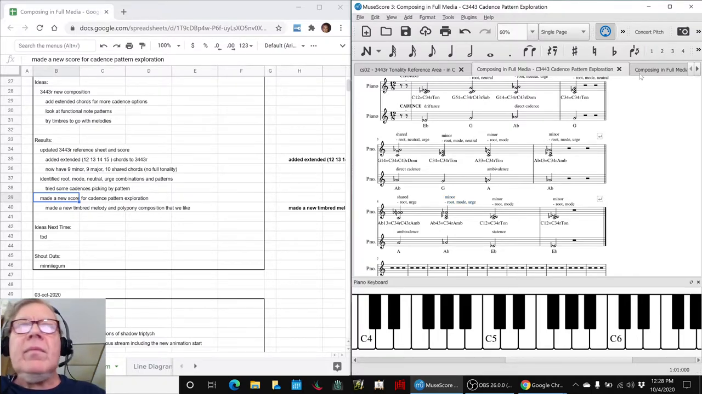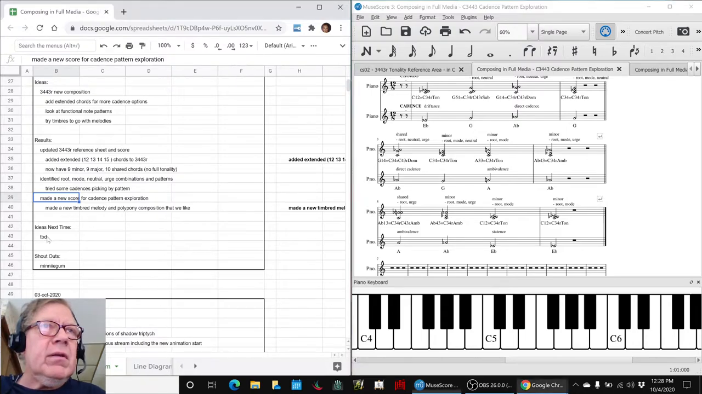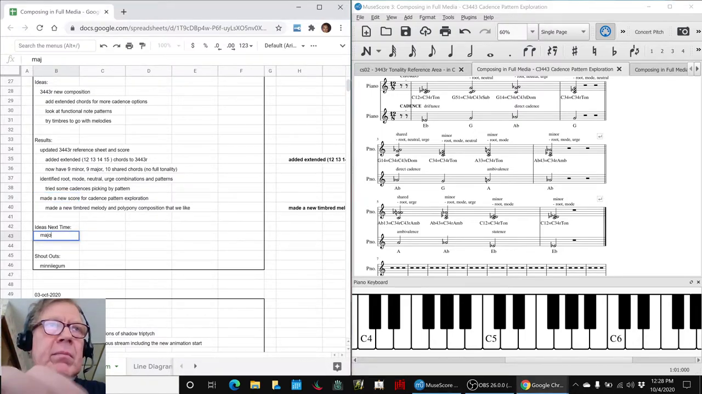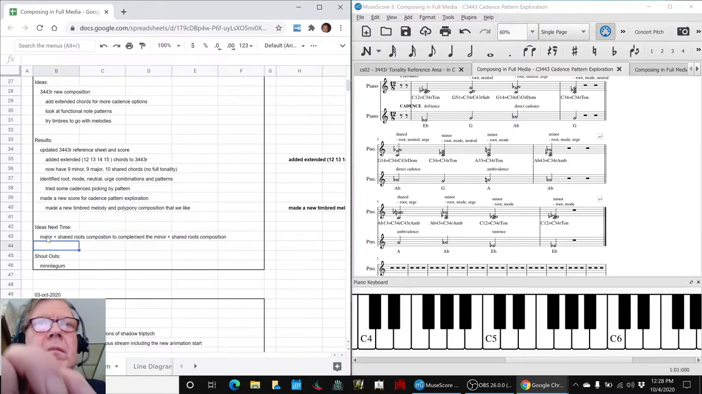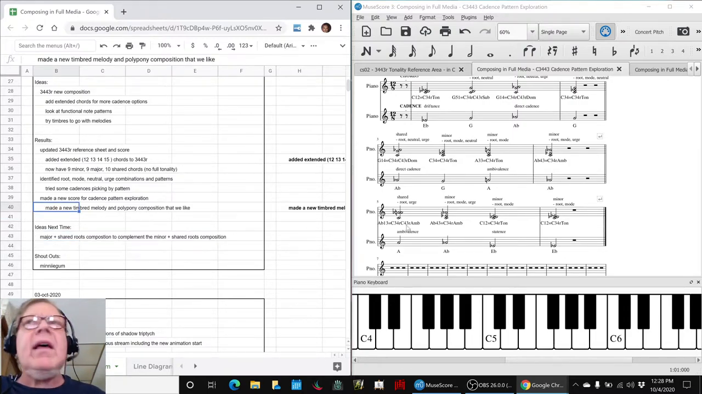So ideas for next time would include do a major plus shared roots composition, to complement the minor plus shared roots. So that's where we got today. And then we had fun.